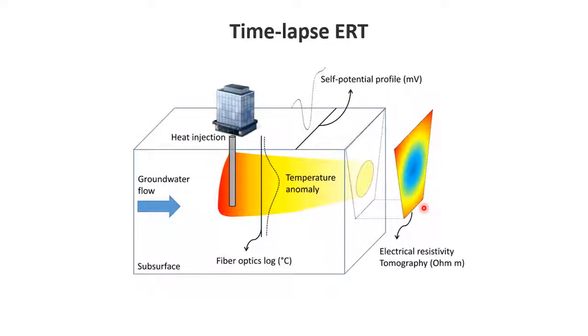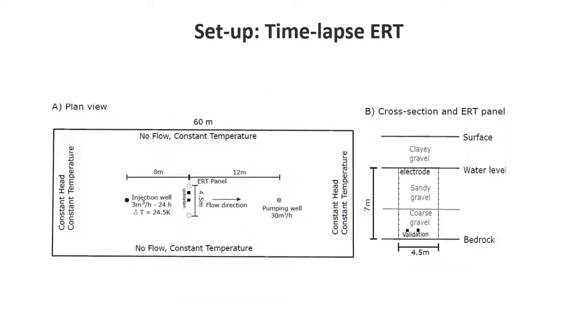In reality, you have all kinds of heterogeneity that may make this picture look very different. So this is typically the setup of such an experiment, where you have an injection well and a pumping well, and you inject hot water. Here we have our ERT panel that's about 8 meters away from the injection well. And there we can measure our electrical resistivity, do inversion, and see what we get compared to some baseline.